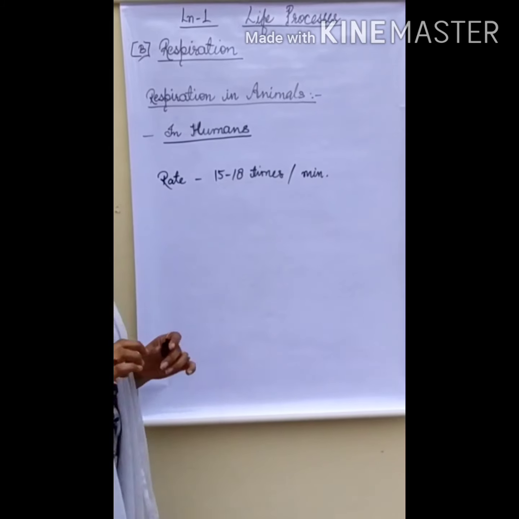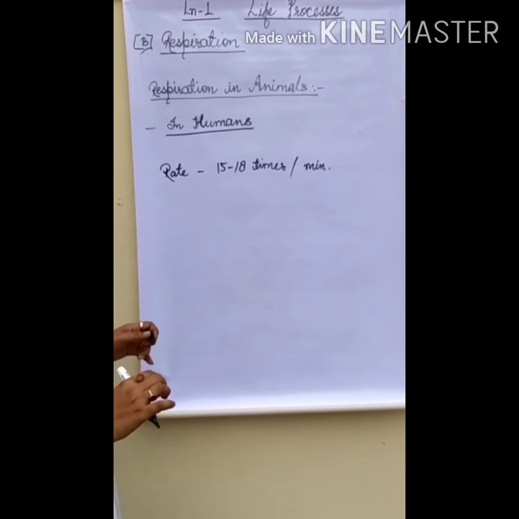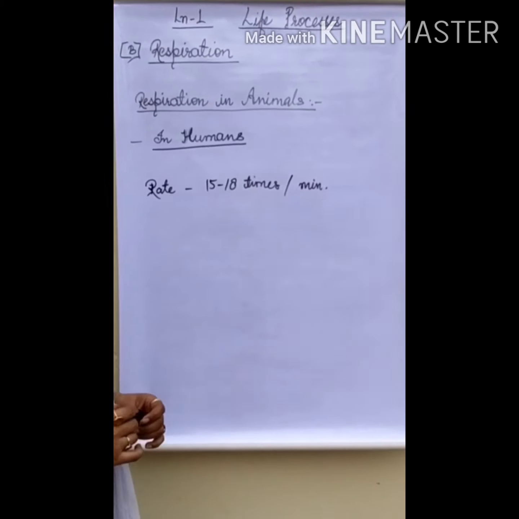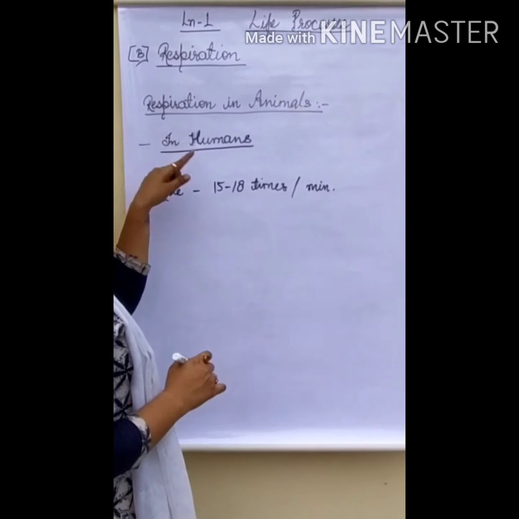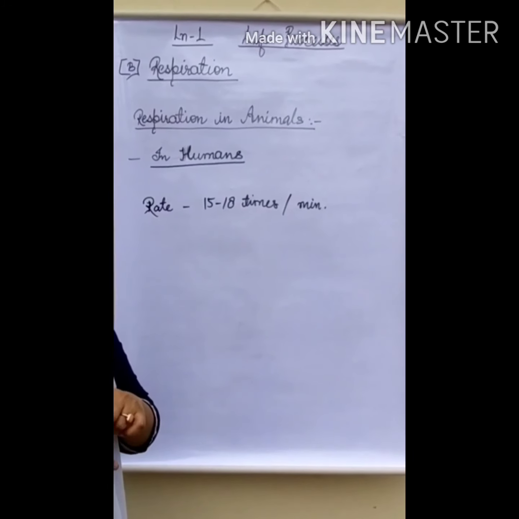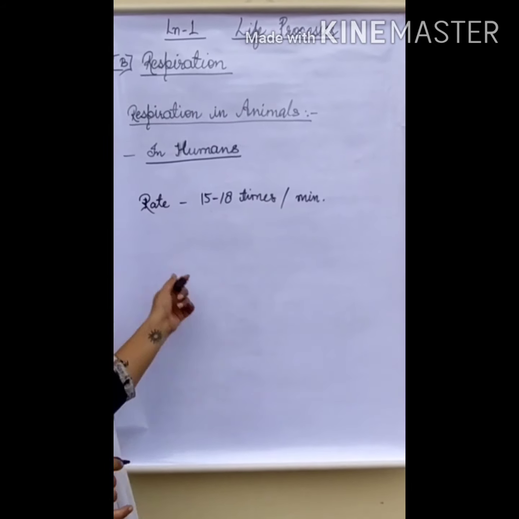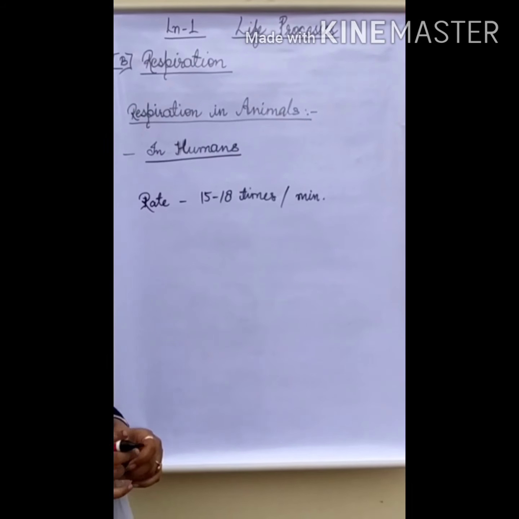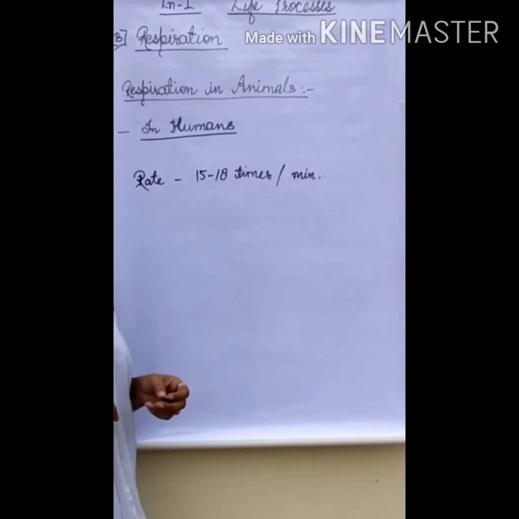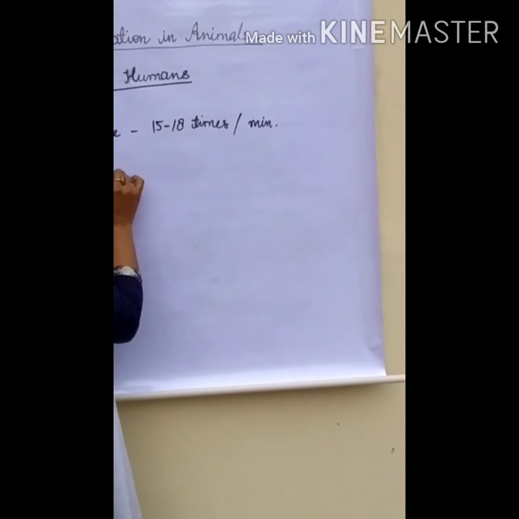The rate of breathing in a healthy human is 15 to 18 times per minute. In the process of respiration, you have studied that oxygen is an essential part, as aerobic respiration releases more ATP, whereas anaerobic respiration releases less ATP. In the case of human beings, this is a kind of aerobic respiration. Now, in aerobic respiration, there is a requirement of oxygen.